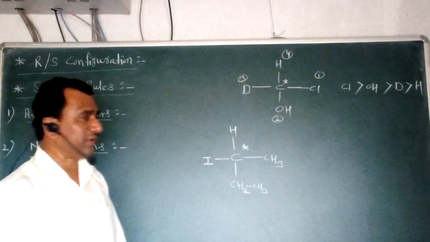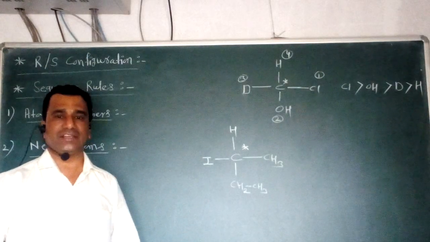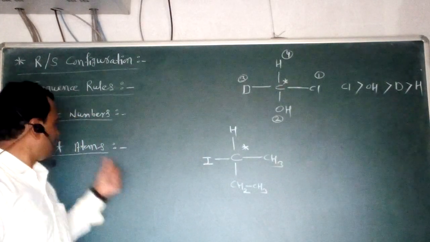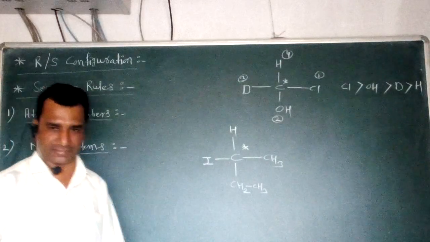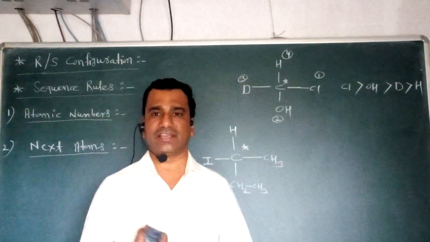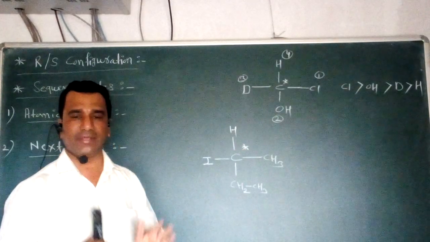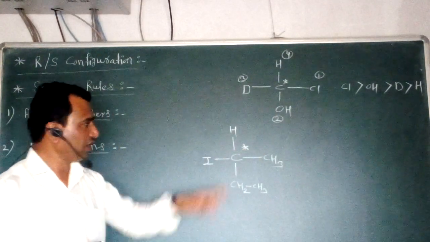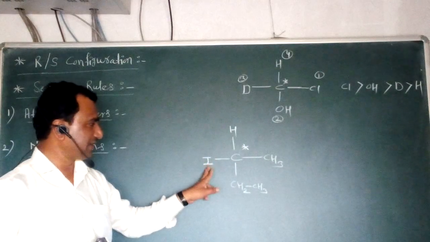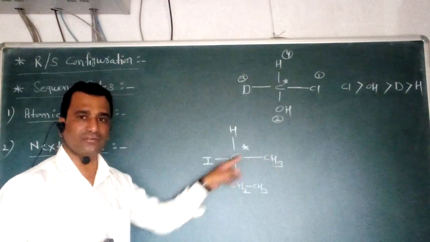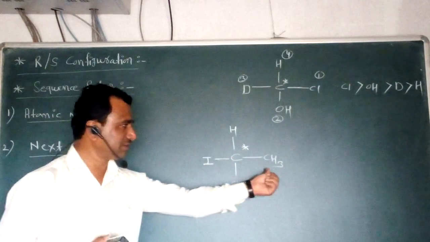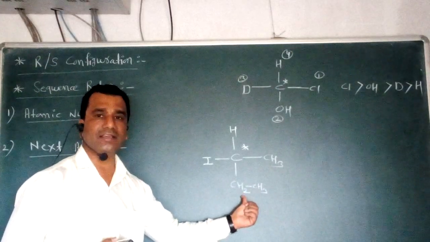Now we are interested to study the sequence rule number two, that is, we have to take into consideration the next atoms. Now what is the meaning of this particular next atoms? If we look at the four different atoms or groups attached to this chiral center, the first atom is hydrogen, the second is iodine, but the third and fourth are called groups. One is a methyl group, the second is the ethyl group.